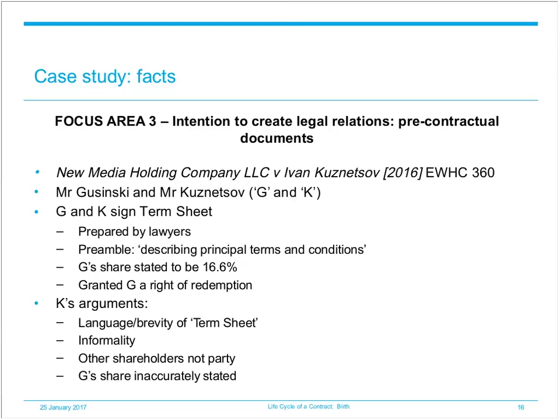K also pointed out that other shareholders weren't parties, so certain rights were not capable of being enforced without further formalities. And finally, with regard to G's stated shareholding, G was not in fact a registered shareholder and did not own 16.6% at the date the term sheet was signed. This meant that his immediate right to redeem the company's share was incapable of enforcement, and this remained the position for the following 9 months.